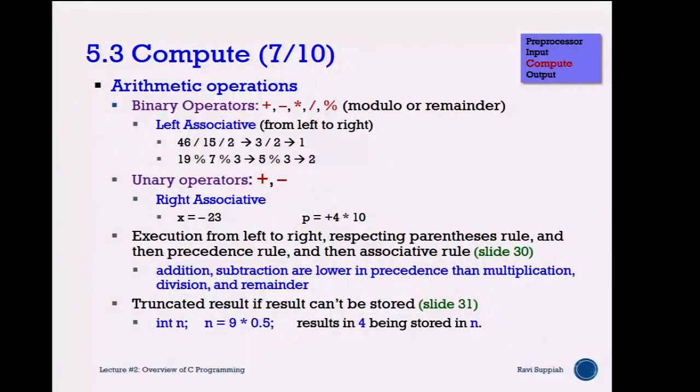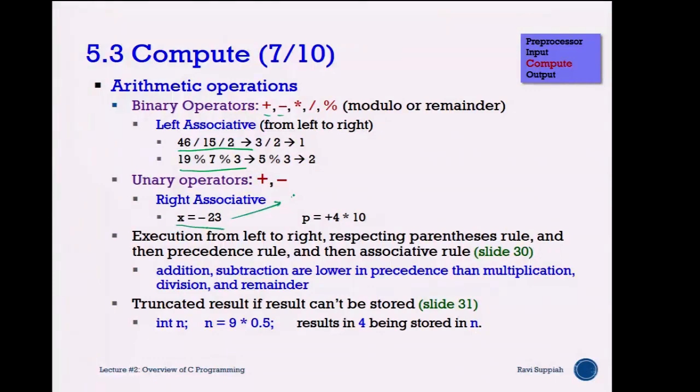A few other important things: binary operators and unary operators. What are binary operators? These are operators here: plus, minus, times, divide, and percentage. As you can see, different operators will operate from left to right, and some will operate from right to left. For example here, 46 divided by 15 divided by 2, what will happen? It will be 46 divided by 15, which is 3, then 3 divided by 2 will be 1. Same thing over here, it will be left to right. This one is right associated.